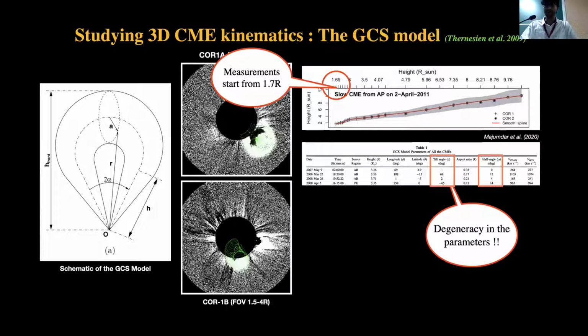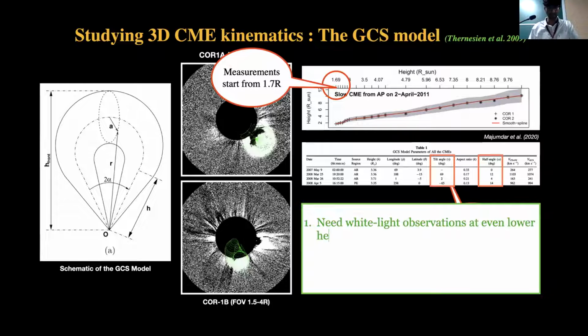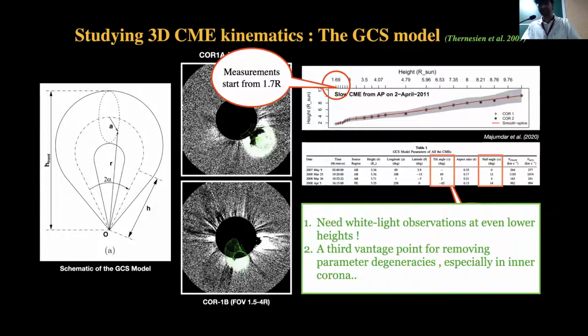So our interest is to capture the evolution at even lower heights. The need of the hour is white light observations at even lower heights. And we also need third vantage point observations, again in white light, to preserve the uniqueness of the work.